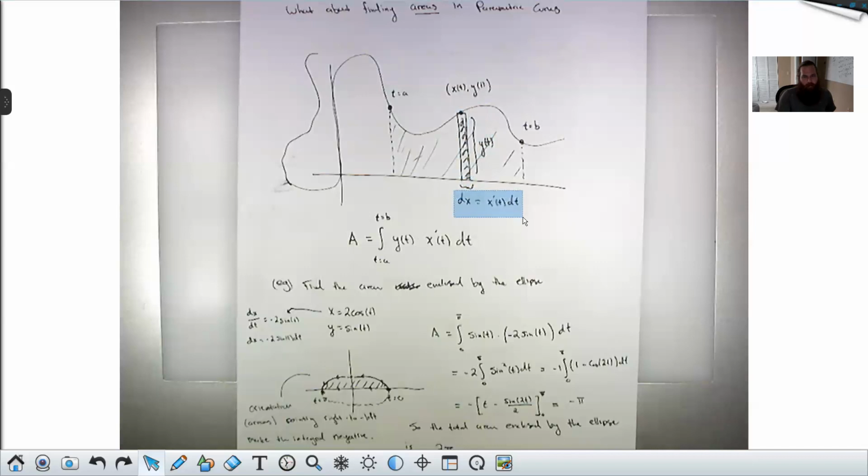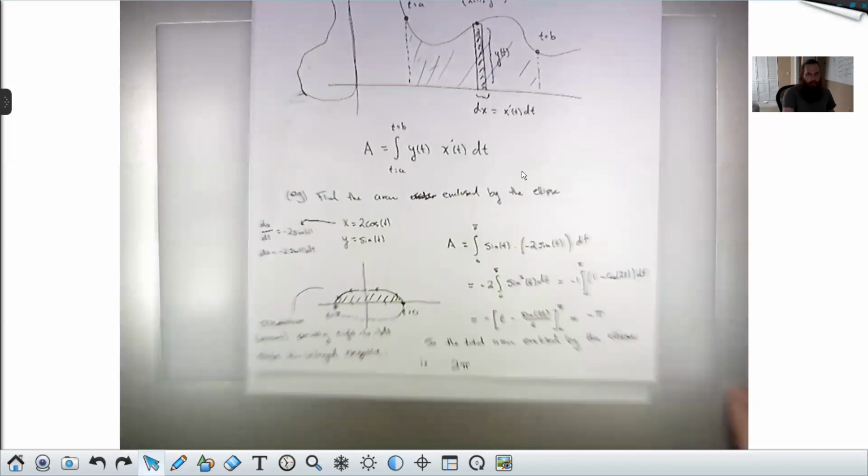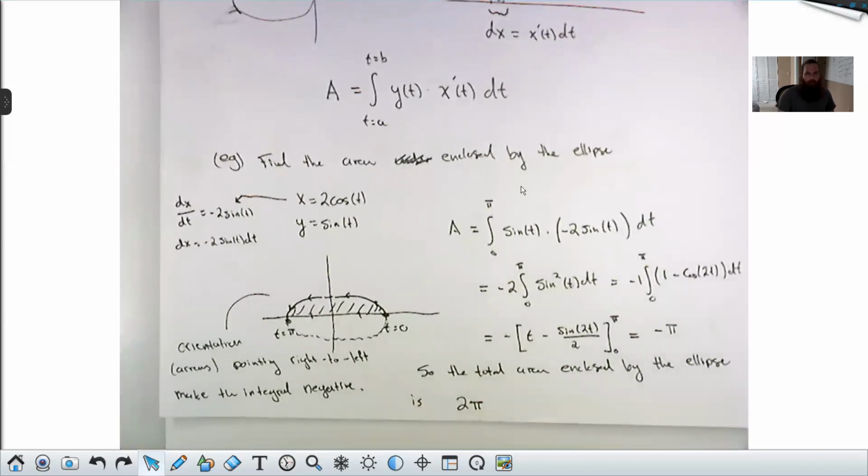Dx though, because x is a function of time, dx is x primed of t times dt, where x is your function. So you've got your two parametric equations, x and y. Dx will be x primed of t times dt, or you could think of this as coming from the dx dt calculation. So I do an example where we find the area enclosed by an ellipse. We just plug into this formula. I want to find the area enclosed by the ellipse from the earlier example, whose parametric equations were x equals 2 cos t and y equals sine t.